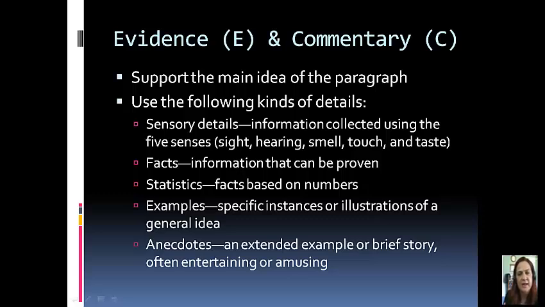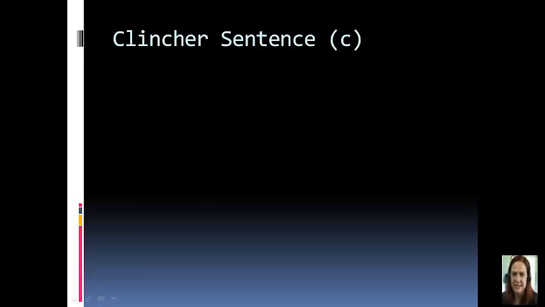So, E is for evidence, and I usually say T, you state what you're going to say, E, you support it, and then C, your commentary, you chat it up. So you say it, you prove it, you chat it up. TECC, T-E-C-C. Our last C is our clincher sentence.